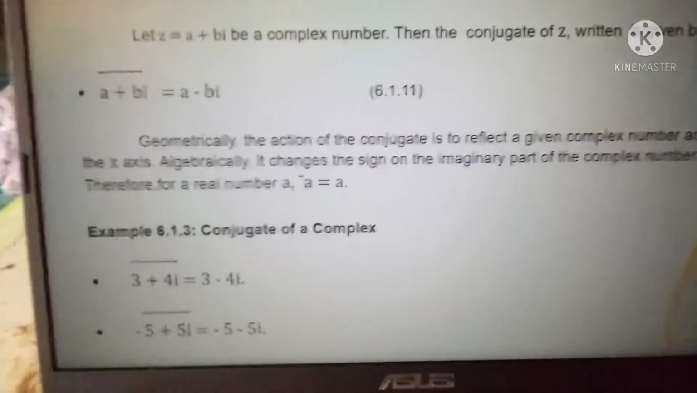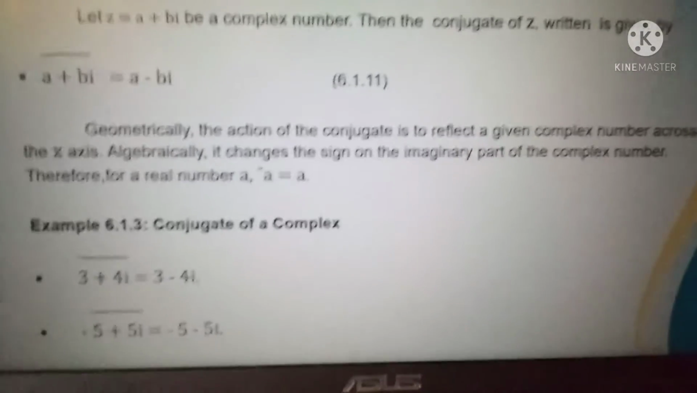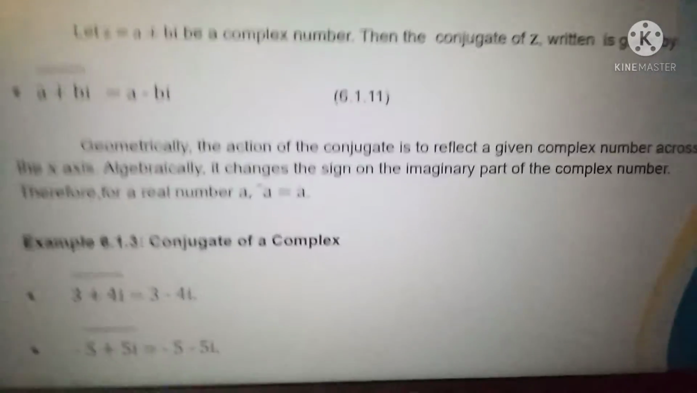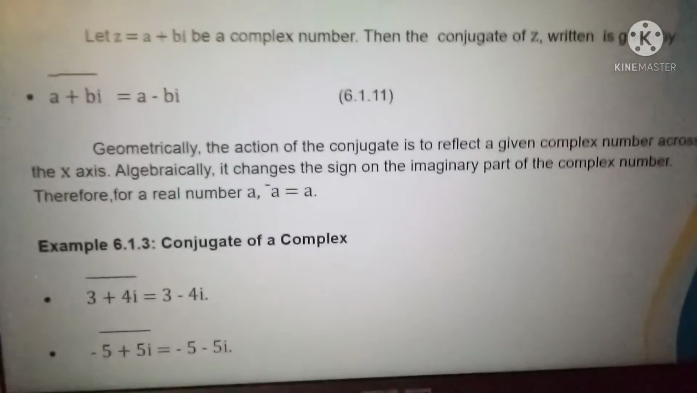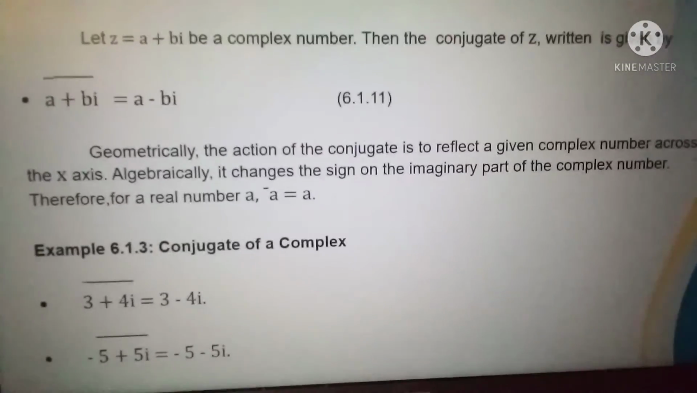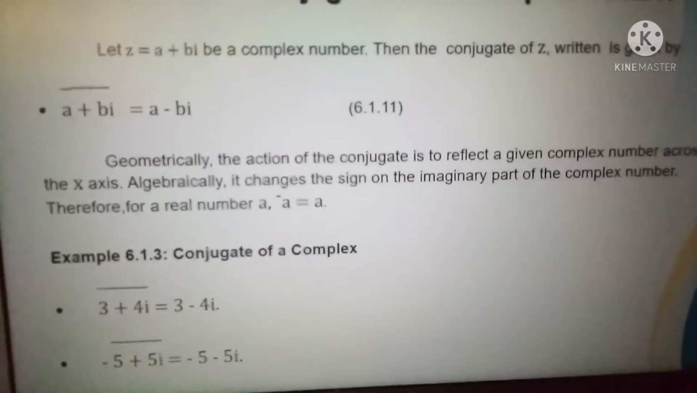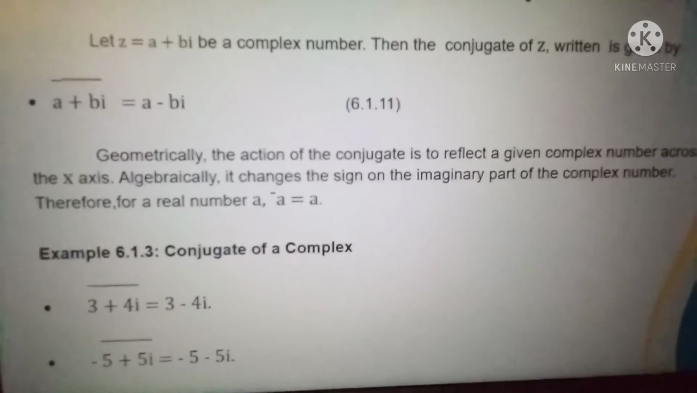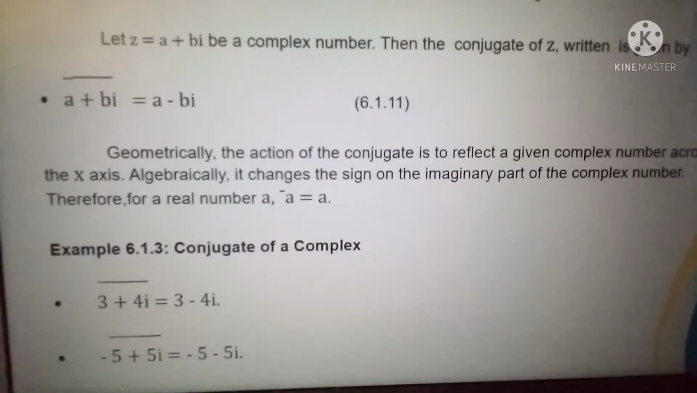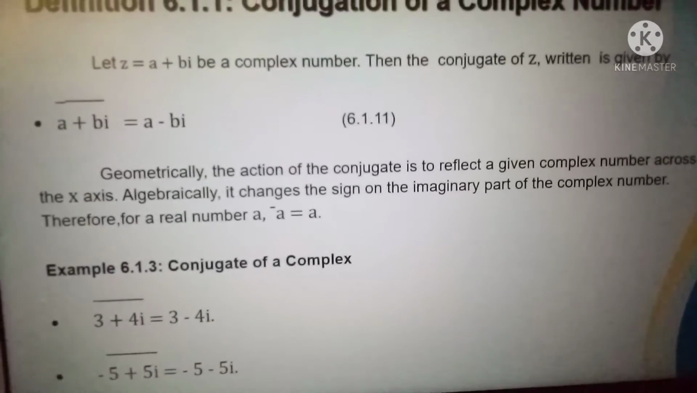So, kung mapapansin nyo po, kabaligtaran po nung ating equation yung conjugate. Pag sinabi po natin conjugate, nakasulat, meron po siyang underline sa taas ng number, or sa taas po ng equation.